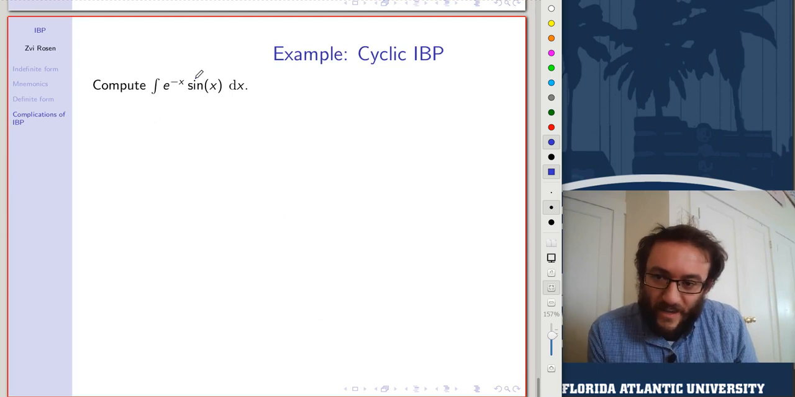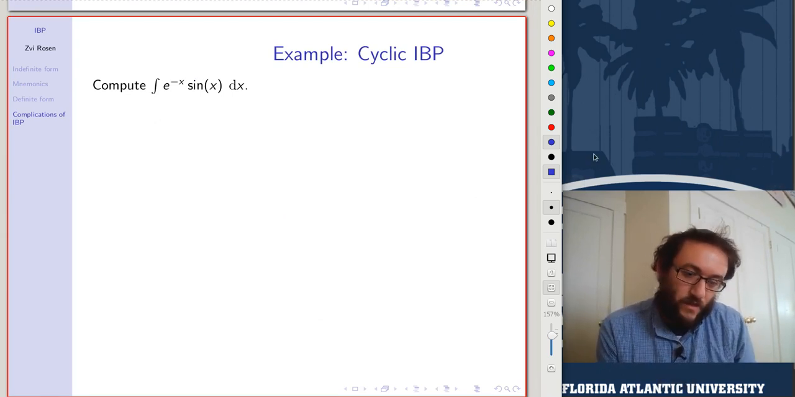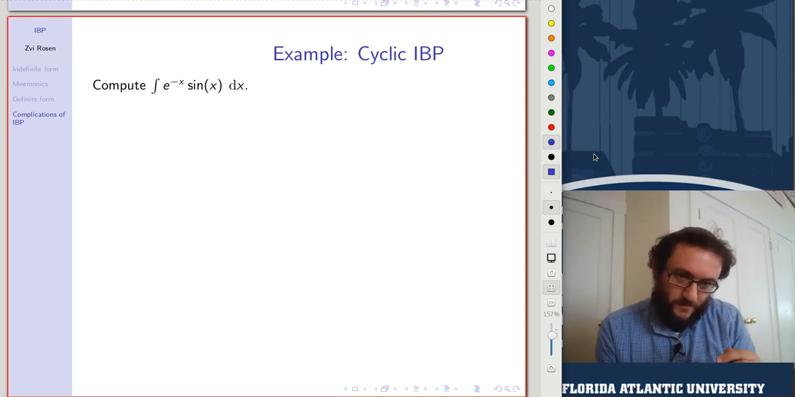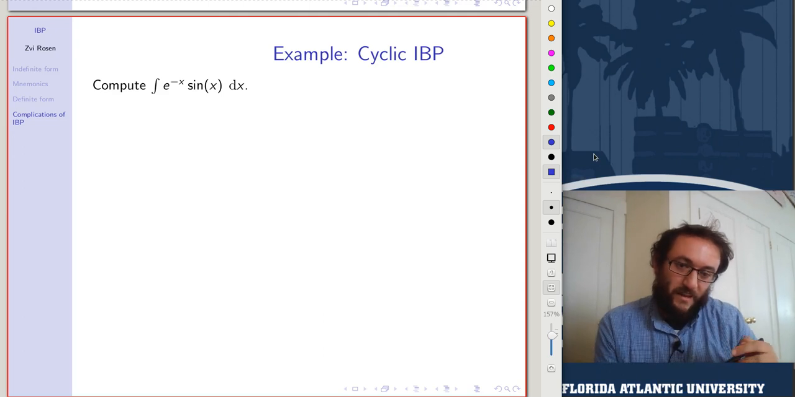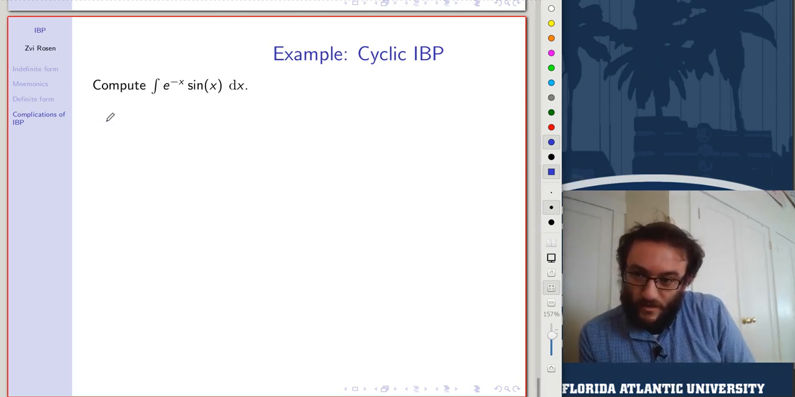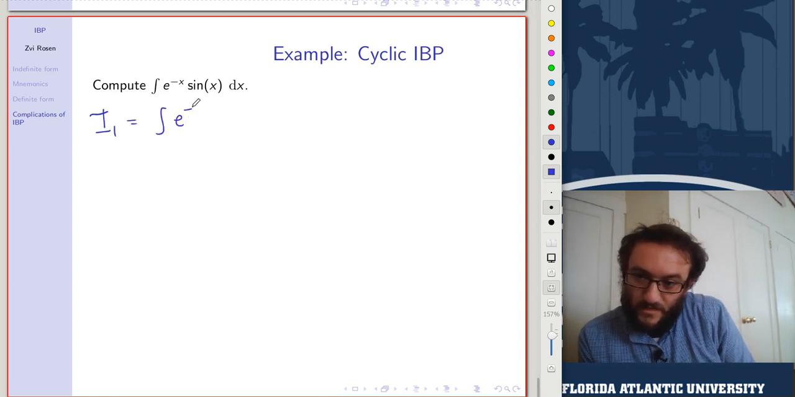Okay, final category is the cyclic integration by parts, and these are the ones that you go in a cycle. You start with one integral and it takes you through until you get back to what you started with. So let's start with I1 equals the integral of e to the minus x sine of x dx.